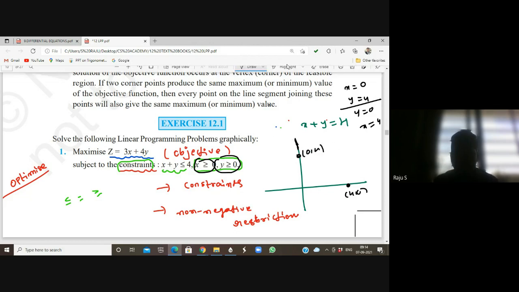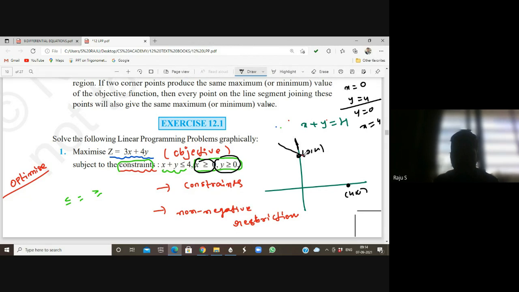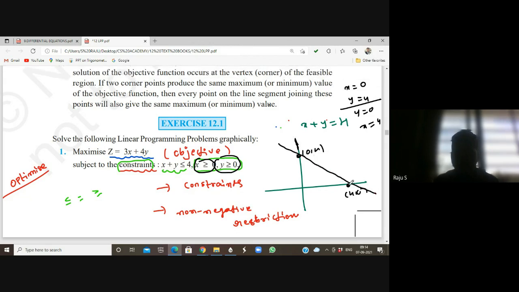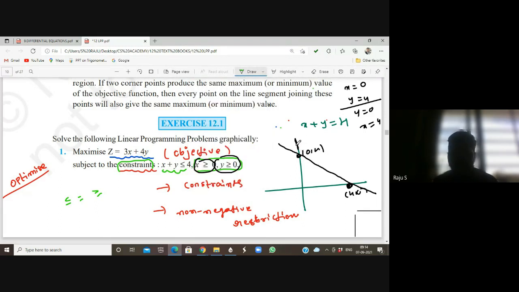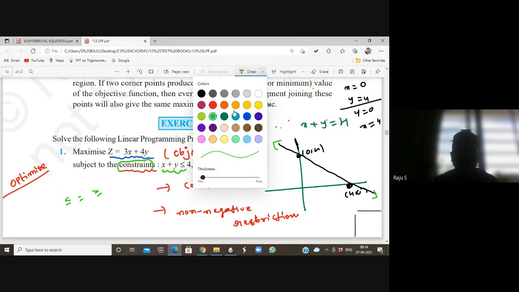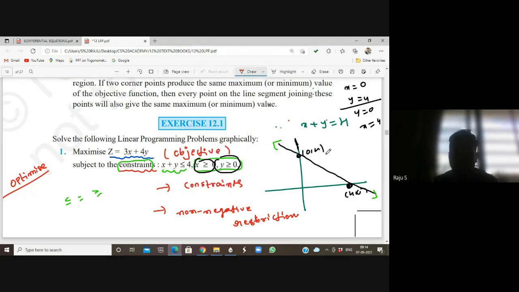Now you can join these two points by a line. Yeah, this is the required equation, x plus y is equal to 4, but your inequality is x plus y lesser than or equal to 4. Now you have to check that. See this line, this line can divide the plane into two equal parts. Every line can divide the plane into two equal parts. This is the first part, this is the second part.